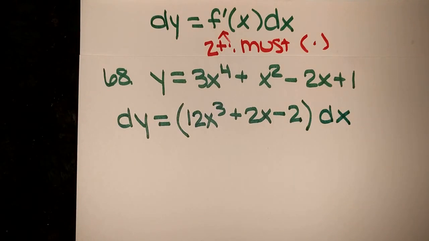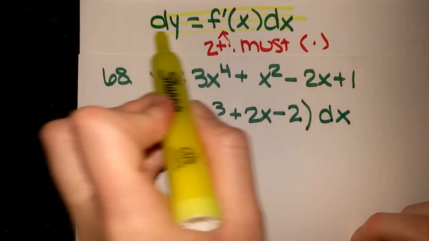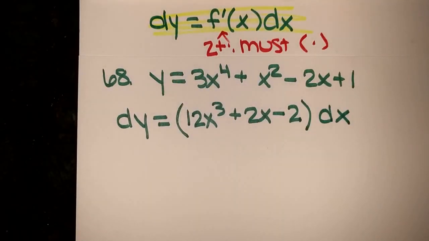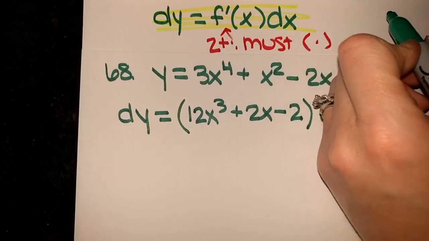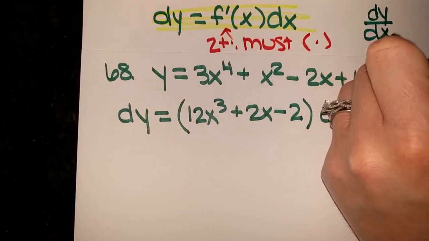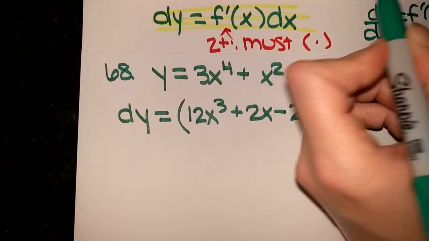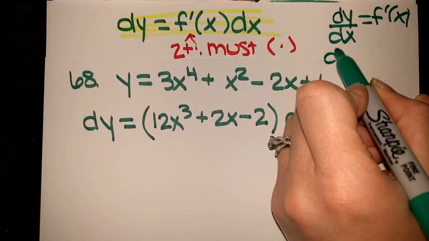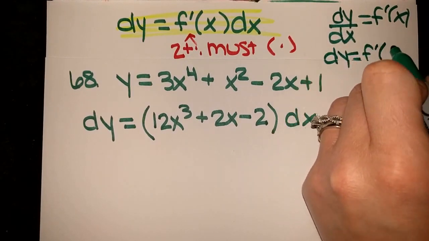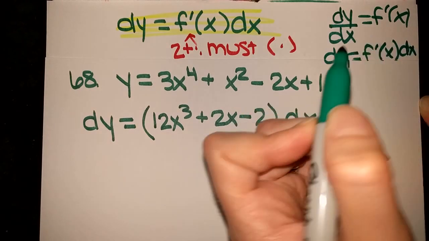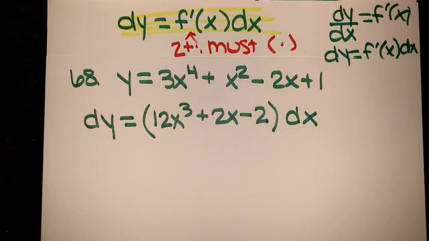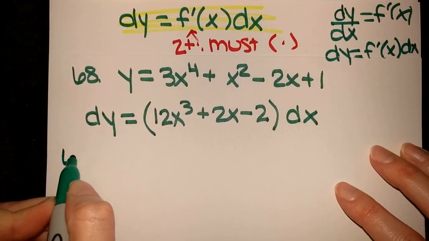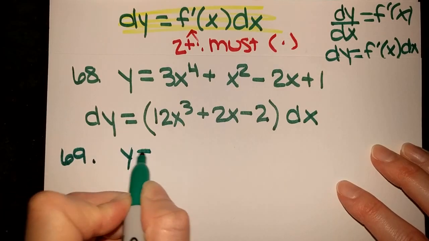The thing that you have to know though is you have to know this formula. And remember, we talked about in class that formula comes straight from dy over dx is equal to f prime of x. You just multiply both sides by dx and you get dy is equal to f prime of x dx. Okay, so knowing that formula, let's look at number 69 here and see what we can do to find that differential.